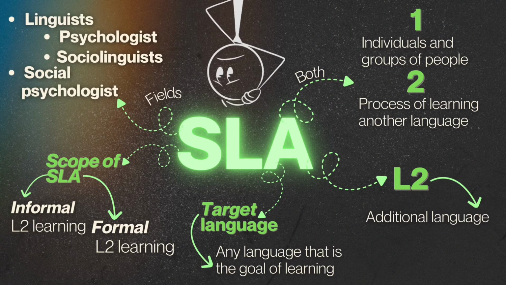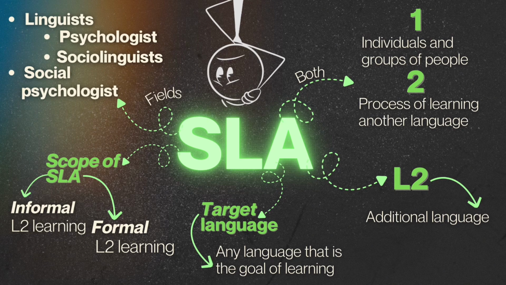So, the author starts by giving the meaning of SLA. She explains that it is both the study of individuals and groups of people who are in the process of learning a language different from the one they learned first when they were young children. And literally, it refers also to the process of learning that language. There is another important concept that is target language. Basically, it refers to any language that is the goal of learning.